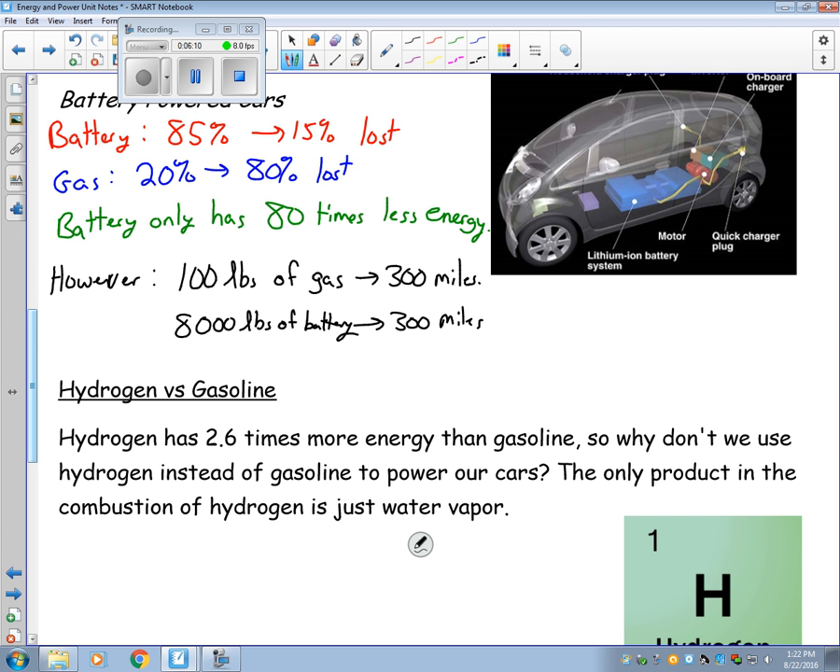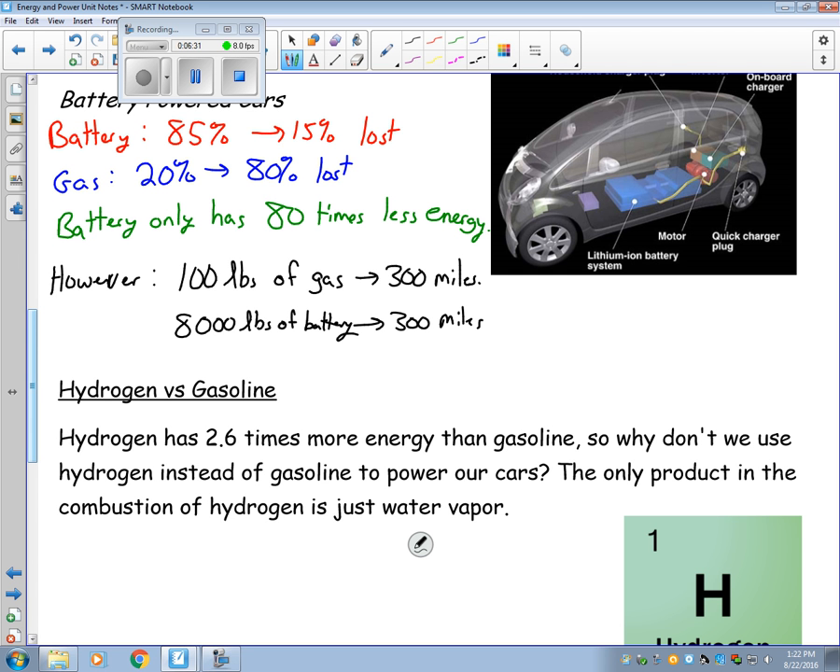That's a problem. One of the heavier vehicles out there, like a Chevy Suburban, weighs about 7,500 pounds. So take that car, add an extra 4 tons to it in batteries, just so that you can go the same amount. It's not going to work.